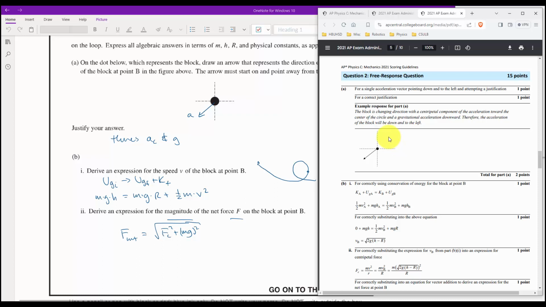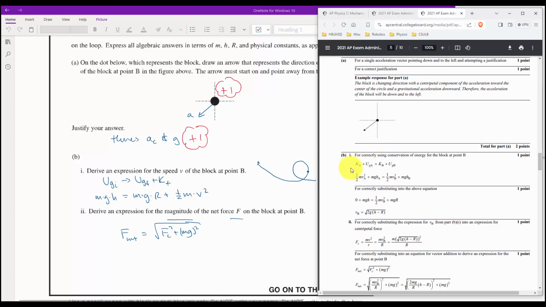So part A, for a single acceleration vector showing down to the left, that'd be 1 point. Now this, again, I think is kind of tricky, and a lot of people would just put centripetal acceleration, or they might put the gravity acceleration. And so I think a lot of people probably wouldn't get that point. For justification, that the block is changing direction, centripetal acceleration toward the center of the circle, and gravitational downward. So I don't know if that's the best description, but we'll put these as clouds, maybe we got them.